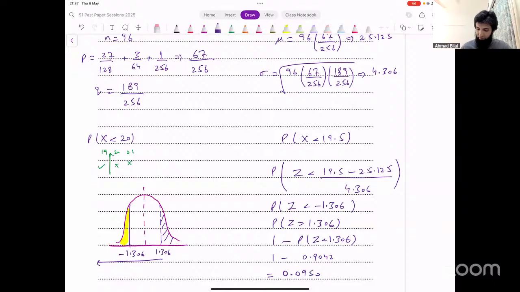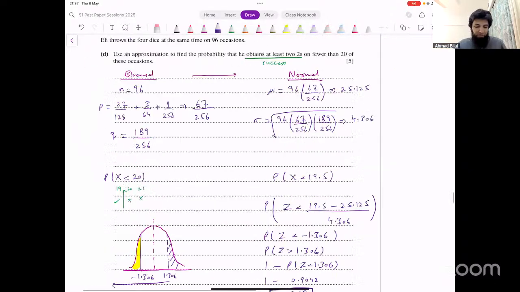0.0958. That's your final answer. Okay. So once you find that probability of success, after that, it's just a standard approximation question. That's how you would approach that.